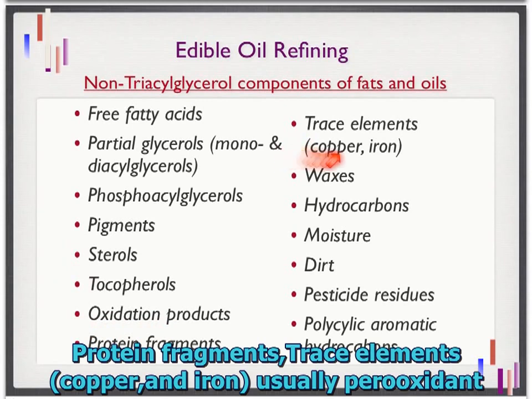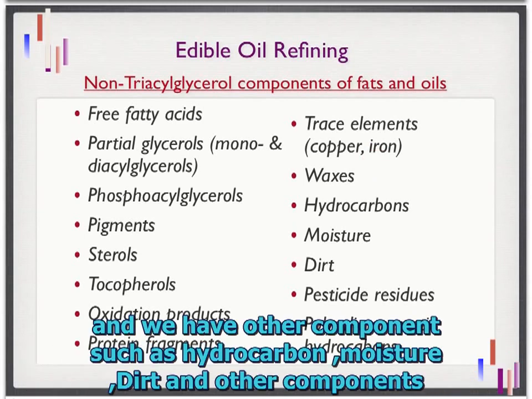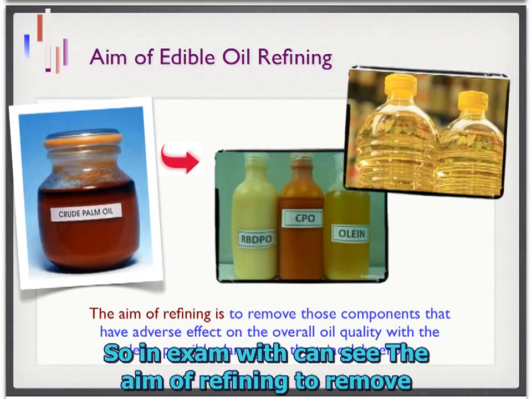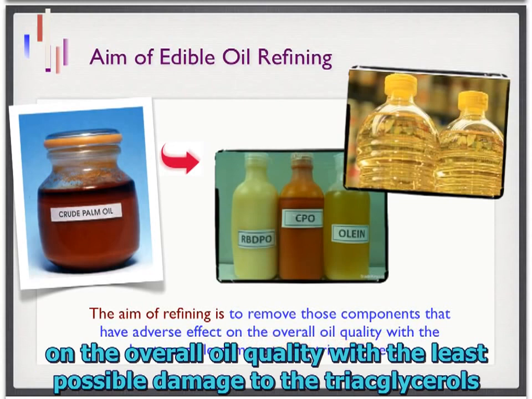The trace elements such as copper and iron are actually pro-oxidants, which can promote oxidation in the oil. So we need to remove these to avoid oxidation of the oil. And we have other components such as waxes, hydrocarbons, moisture, dirts, and other components. So in essence, we can say that the aim of refining is to remove those components that I mentioned in the previous slides that can have adverse effect on the overall oil quality, with the least possible damage to the triacylglycerol.